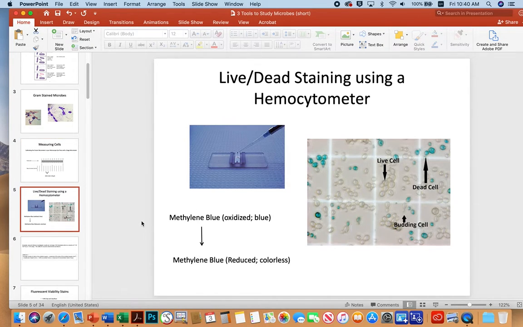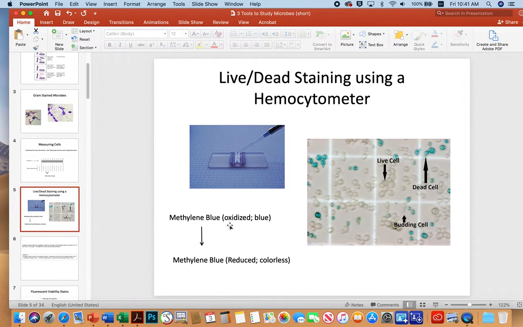The next thing I wanted to point out was live dead staining using a hemocytometer. So hemocytometers are a great way to quantify microbes in a sample. They're especially good for quantifying yeast in a sample. But when you add methylene blue to the sample, you can actually distinguish between live and dead cells. So this is really useful when you're experiencing a stuck fermentation, for example. You can look at the cells and not only look at whether or not they're budding, but you could also look at the proportion of live and dead cells.